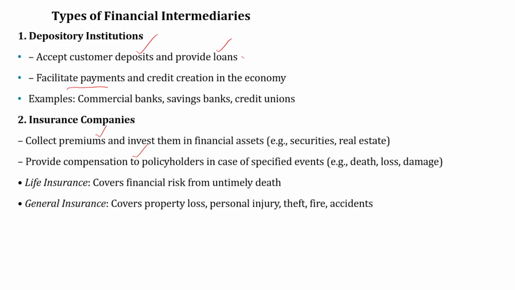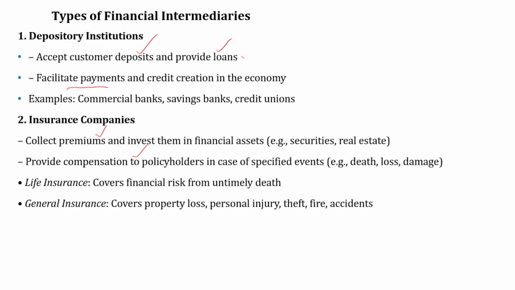One is called life insurance companies. Life insurance protects against the financial risk of untimely death. General insurance covers risks such as property damage, theft, accidents, or personal injury. General insurance is also called non-life insurance, and the terms are used interchangeably. These insurance companies manage risk for individuals and businesses while channeling premiums into productive investments.